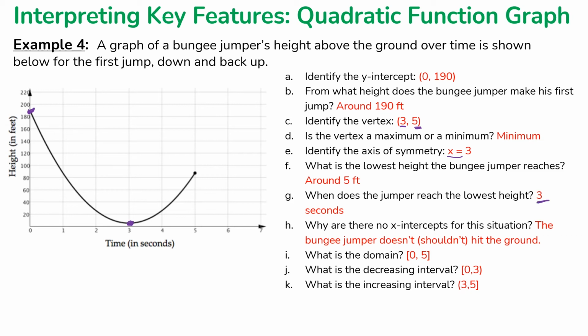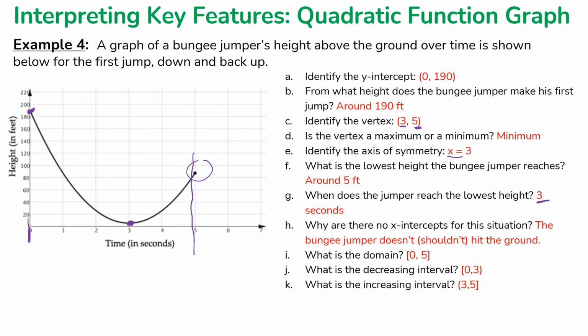So you're still looking at that vertex. Why are there no x-intercepts for this situation? Well, the bungee jumper shouldn't hit the ground, so that's a good thing. If it hit the ground, that would not be a good thing, right? The domain, since we have these endpoints here, it starts here at 0 on our x-axis, and it stops at 5, and so we have those closed brackets there to include it.